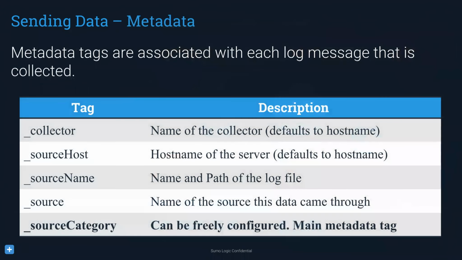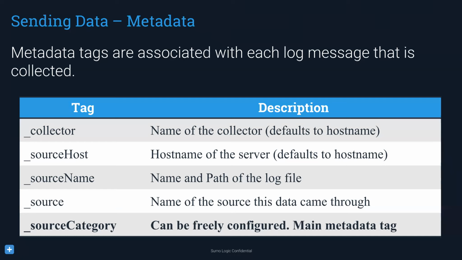And then finally, one more slide here regarding metadata. I alluded to source name earlier, as well as source category. Metadata tags are essentially associated with each log message that is collected. So data comes into the system, and you need a way to be able to find it and pull it. There are some metadata tags that are automatically applied to that set of data. But what you can do with the source category is freely configure it. This is going to be your main metadata tag, and it's a great way for you to label that data so that somebody can easily find it.